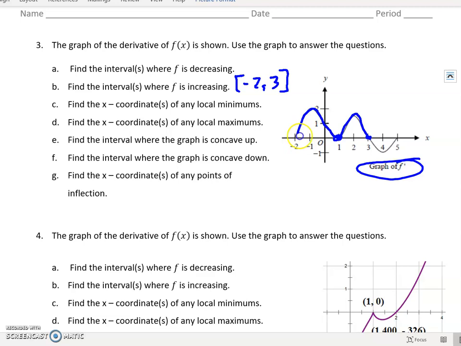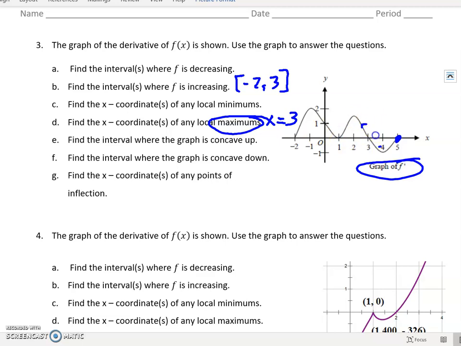Maxes and mins, remember, are when the derivative is 0. So since I have the derivative graph, I'm looking at these guys. But unless it switches, it's not a max or min. So the only one that actually switches is right here, and that goes from being positive to negative, which means it's a max. So the only max is at 3.